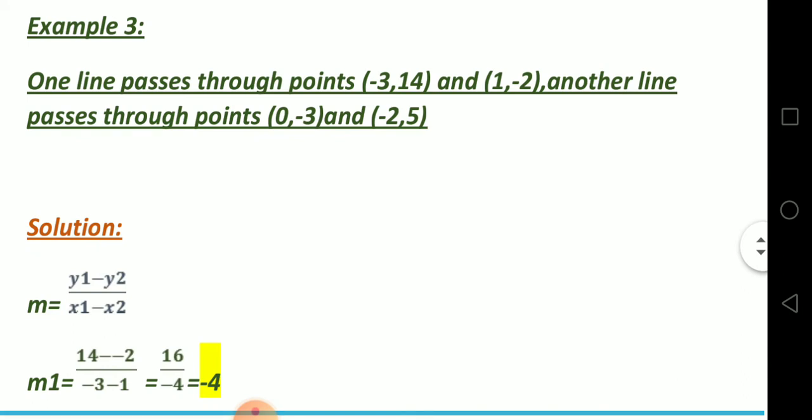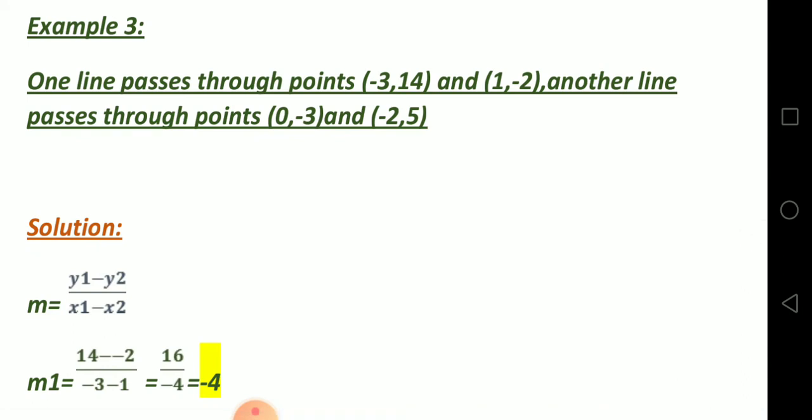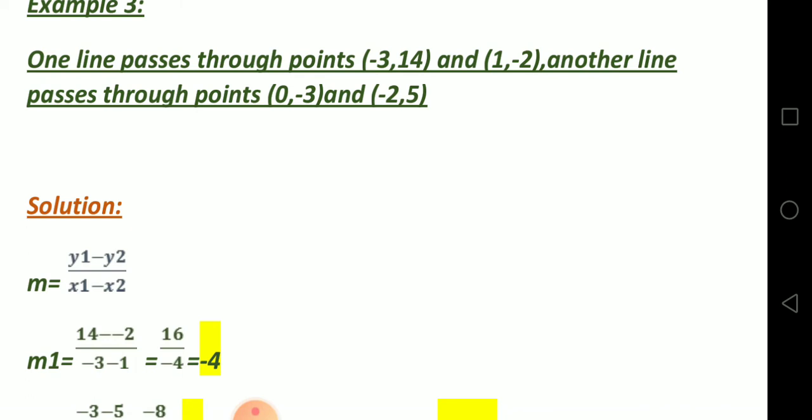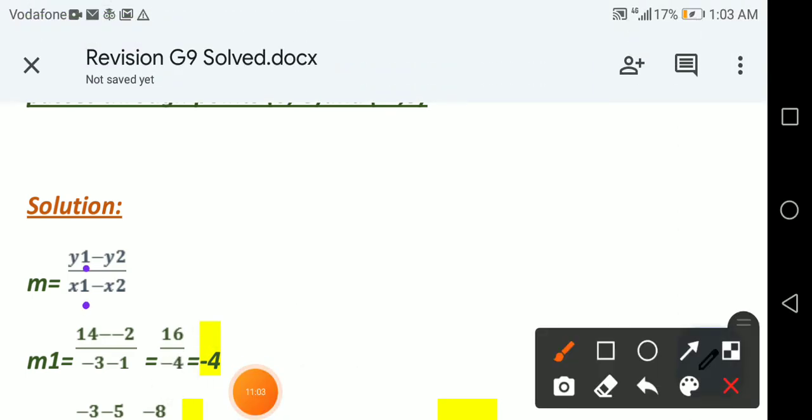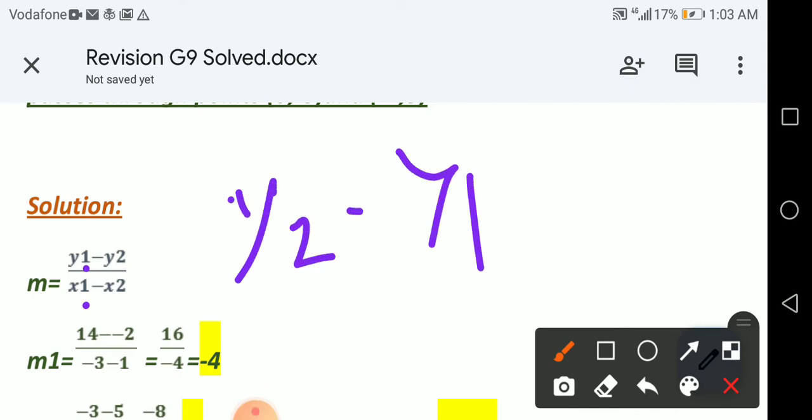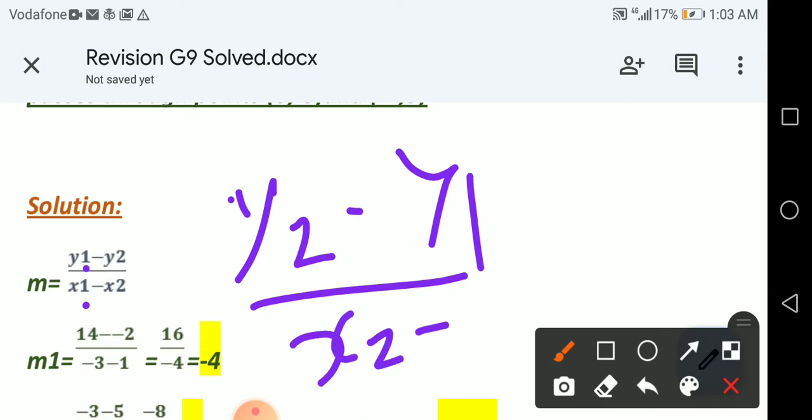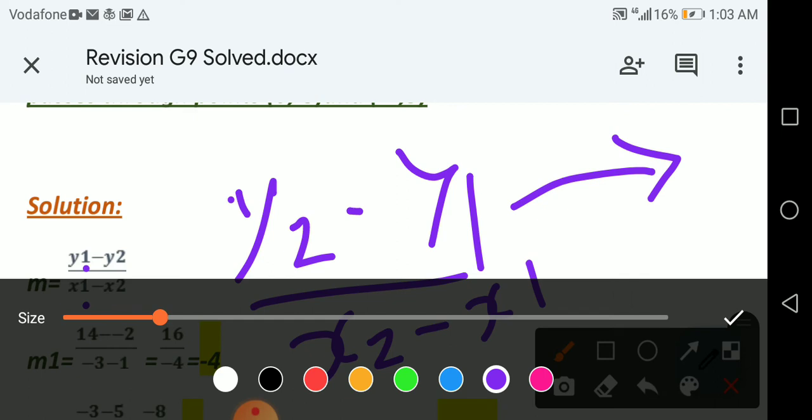I have one line passing through the points negative 3 and 14, 1 and negative 2. When I give you the points like this, we know that we are going to use the rule of the points: y sub 2 minus y sub 1, or y sub 1 minus y sub 2, over x sub 2 minus x sub 1. If I start with y sub 1, I start with x sub 1. If I start with y sub 2 minus y sub 1, I have to write x sub 2 minus x sub 1. Does this give the same answer? Right, it gives you the same answer.